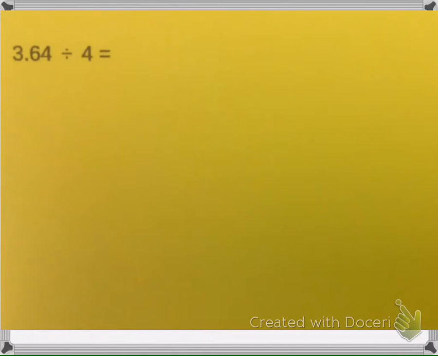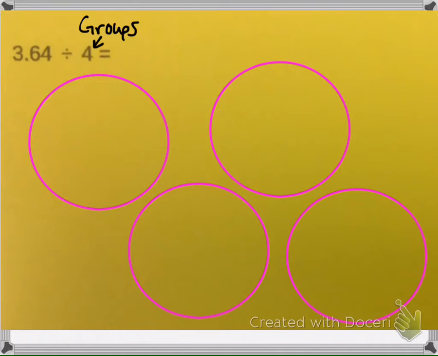So the next problem is 3 and 64 hundredths divided by 4. Once again, notice that the divisor is the number of groups. In this case, we're going to have 4 groups. So 1, 2, 3, 4. It doesn't really matter how you draw them as long as you have 4 groups.